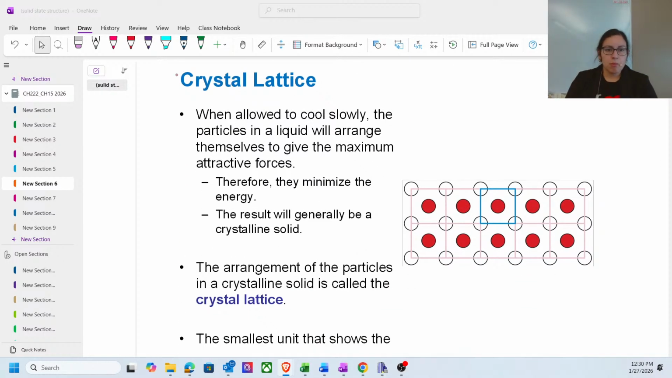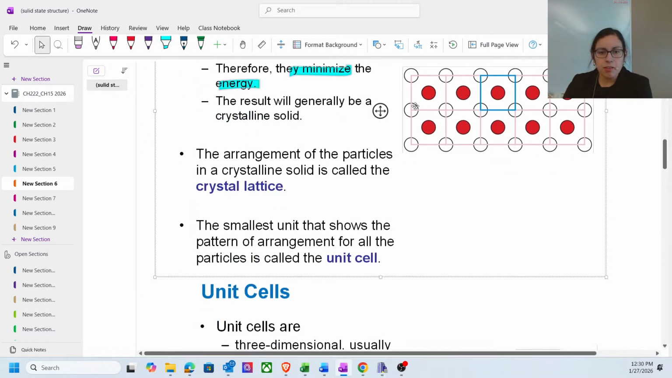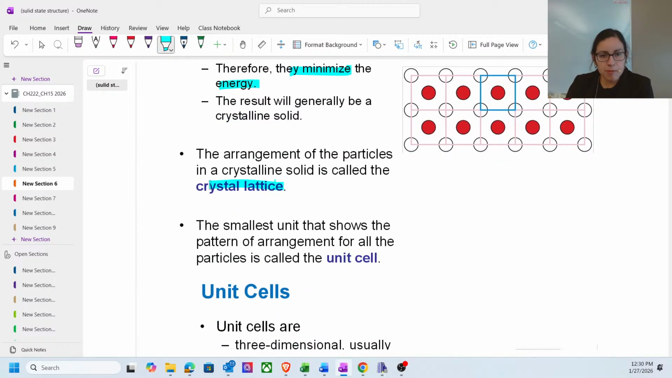But what we want to take away is that now we can look at the actual picture and shape of these crystals. And so then we have what's called our crystal lattice. That's just the geometrical arrangement. When they're allowed to cool slowly, our particles will arrange themselves to maximize our attractive forces and minimize energy. So every substance has a certain crystal lattice packing structure.